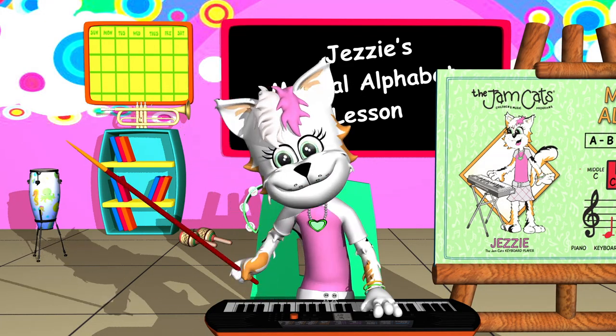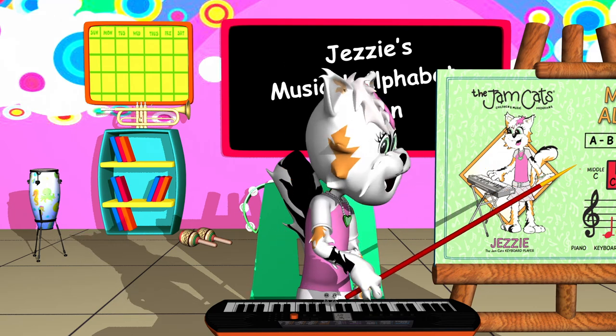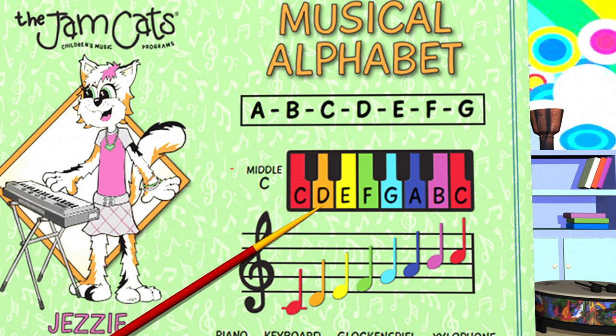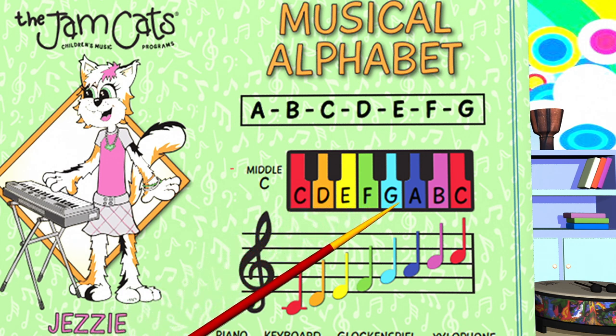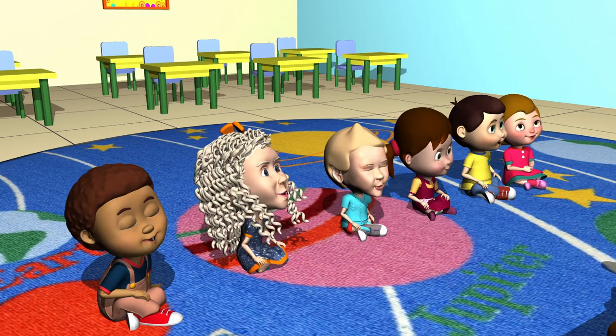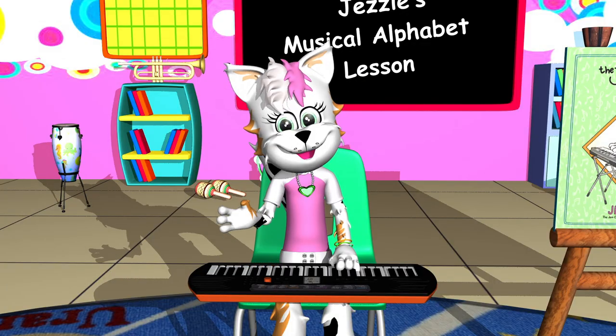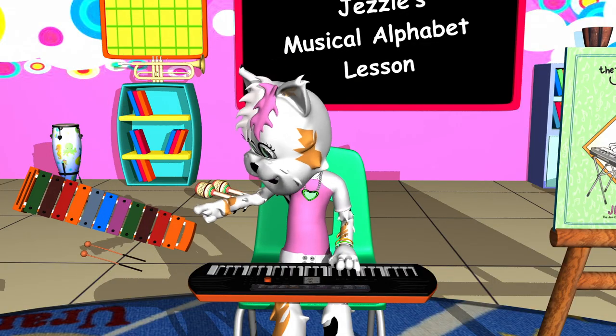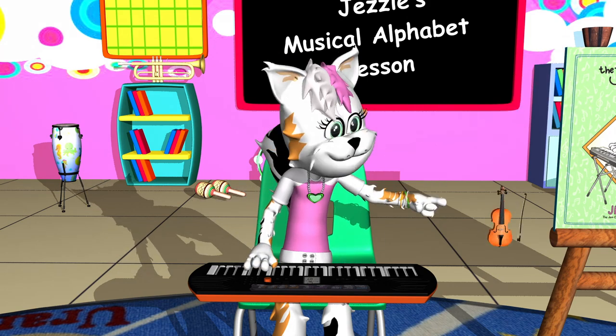And here are the music ABCs on the music board starting on C. C, D, E, F, G, A, B, C. Wow! You can also play them on other instruments like the piano, the Glockenspiel, a xylophone, or even a violin.